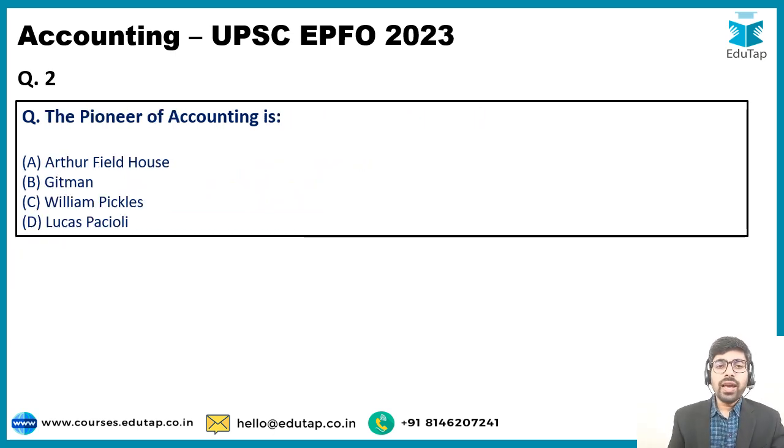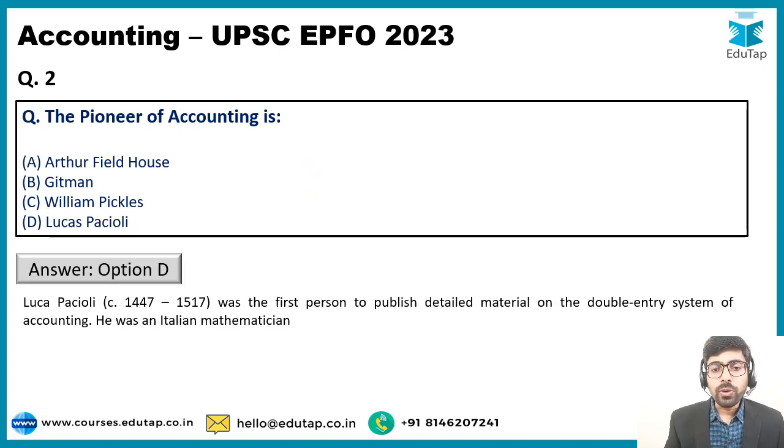Now the next question that we have is a very factual question on accounting. The pioneer of accounting, the person who is associated with the evolution of accounting, who gave the basic principles of the double entry system, is also referred to as the father of accounting. The options are Arthur Fieldhouse, Gitman, William Pickles and Lucas Pacioli. So my dear friends, this is a very important fact that you have to remember. The correct answer is going to be option number D, Lucas Pacioli. Lucas Pacioli was the first person to publish detailed material on the double entry system of accounting. He was an Italian mathematician. So this is the name that you have to remember as father or pioneer of accounting.